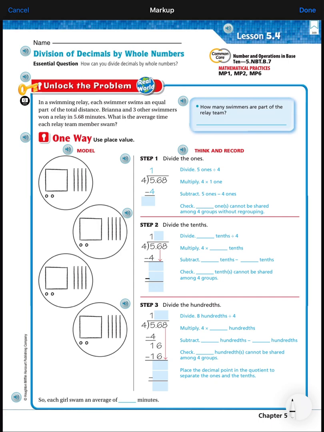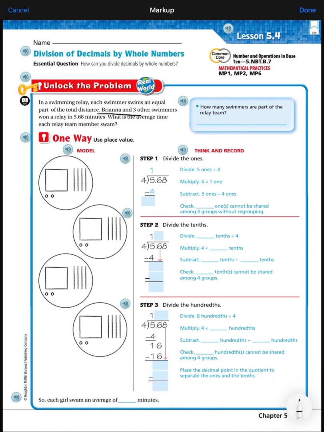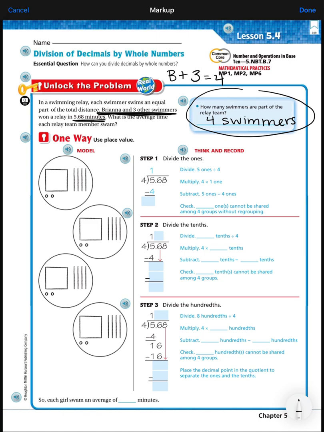Okay, so one thing we need to notice about this is, first of all, that it says Brianna and 3 other swimmers, okay? So it says over here, how many swimmers were part of the relay team? 4 swimmers, because we have Brianna plus 3 more, which gives us 4, okay? And they won it in 5.68 minutes. So we want to take 5.68 and divide it up by 4.